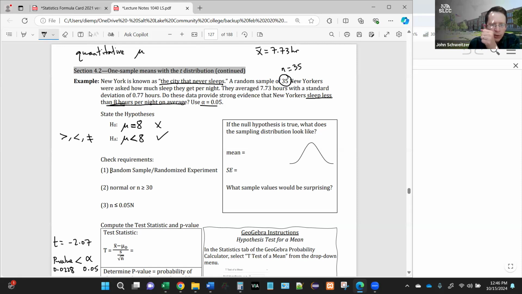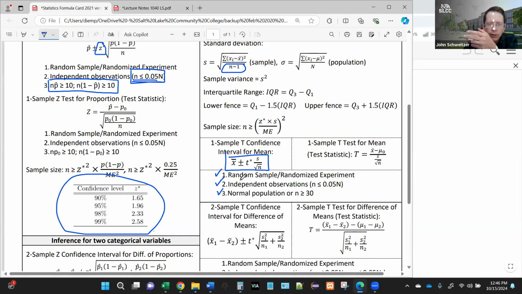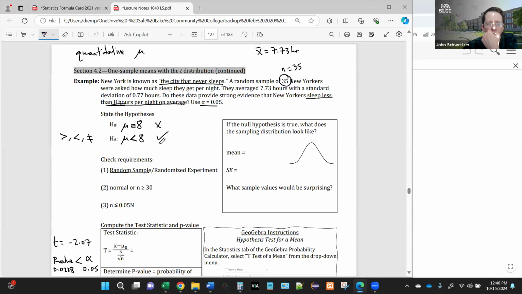First of all, we need to make sure that we have a random sample. And what are these three requirements? Well, they're the ones that we already looked at, right? They're right here. We have a random sample, we have independence, and we have a large enough sample. That's the three requirements. So do we have a random sample here? Yep, it says random.